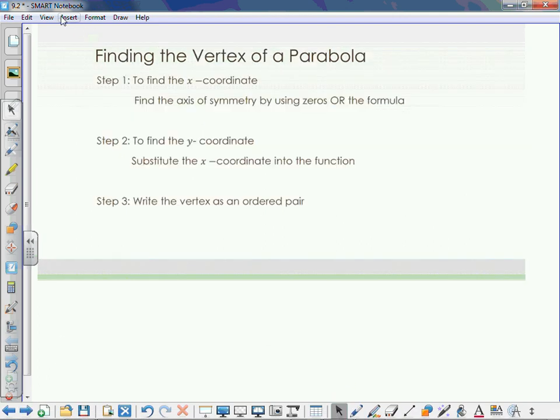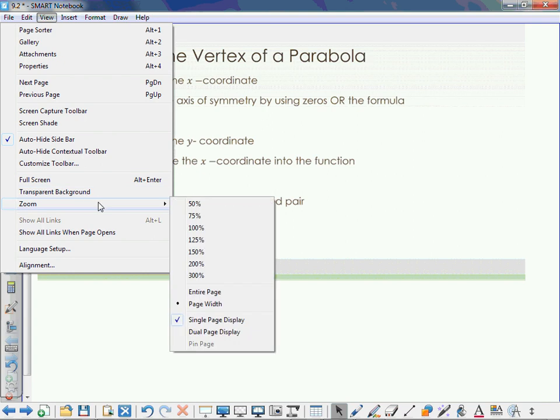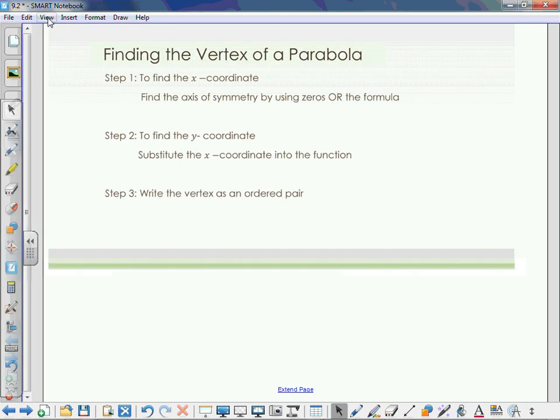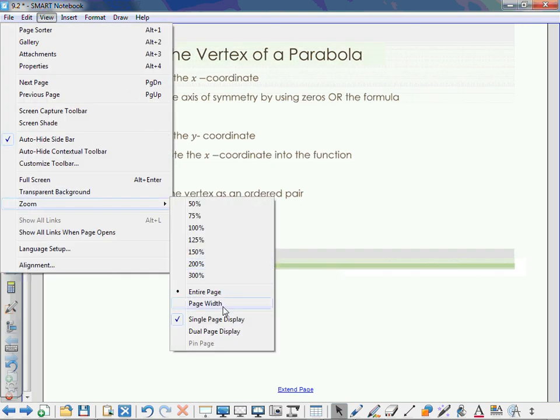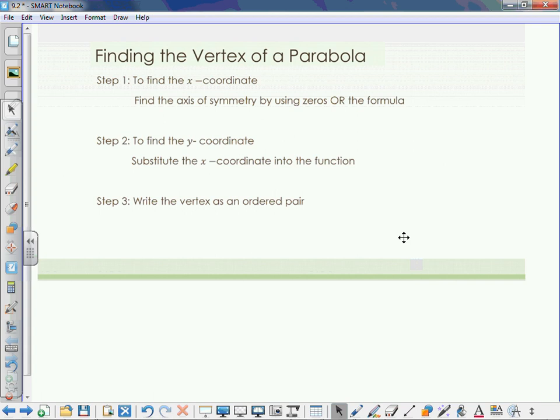Okay. Next, we need to write down these 3 steps. Okay, write down these 3 steps, please. This is how to find the vertex if we are given an equation. We already know how to do it with a graph because of lesson 9.1.